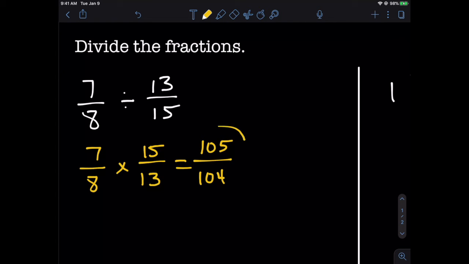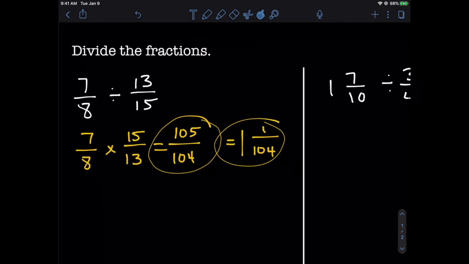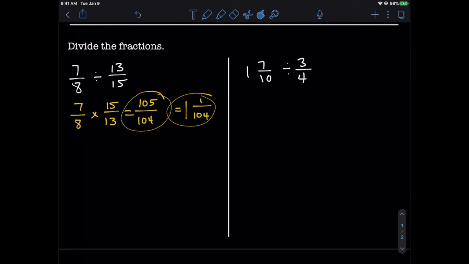You could take my word for it, we can't simplify this thing, but we can turn it into a mixed number. 104 goes into 105 once with a remainder of 1, so our mixed number answer is 1 and 1 over 104. Geez, that's a lot of ones, folks.